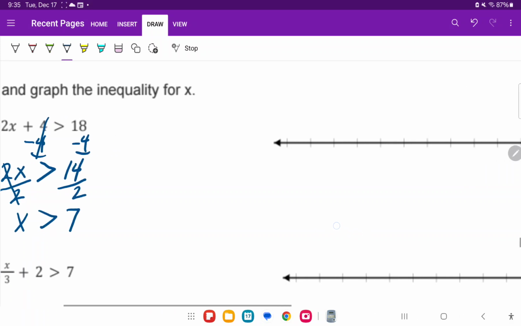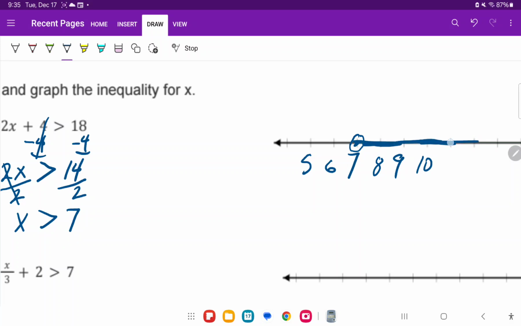So we're going to come over here, and I'm going to choose this point here and put 7 there. So this is going to increase 7, 8, 9, 10, and then this would be going lower. But this is an open circle, right? It's an open circle because it does not have the equal to. And so we draw our line going to the right. Okay.